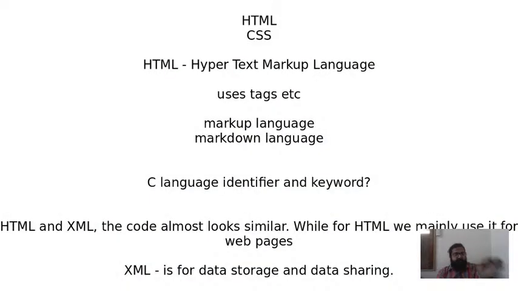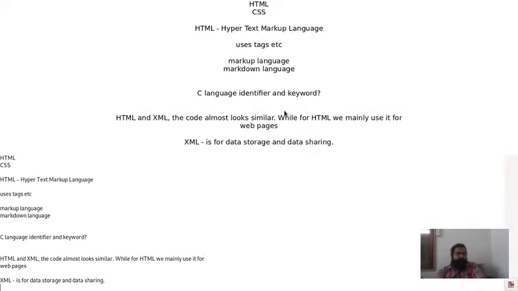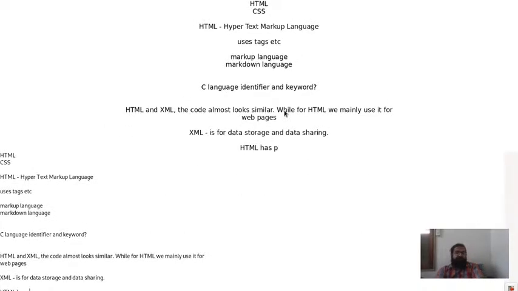The reason why I told you about the C identifier and keyword is that an identifier is not predefined, while a keyword is a reserved or predefined identifier. In the same way, HTML has predefined tags, while XML tags are not predefined. That is the difference between HTML and XML.